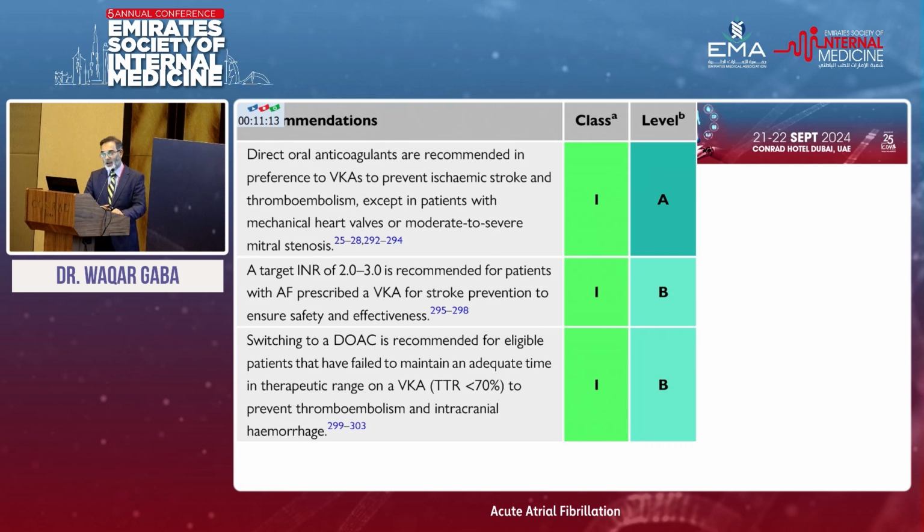Now, a target INR of 2 to 3 is recommended for those to whom you want to give VKA. Switching to DOAC is recommended only for those patients who are not maintaining a TTR of more than 70%. So if your TTR, time in therapeutic range, is less than 70%, then yes, you can switch them to DOAC.